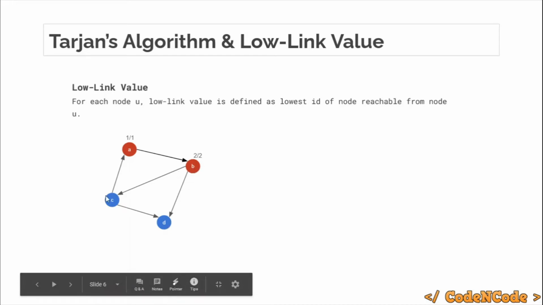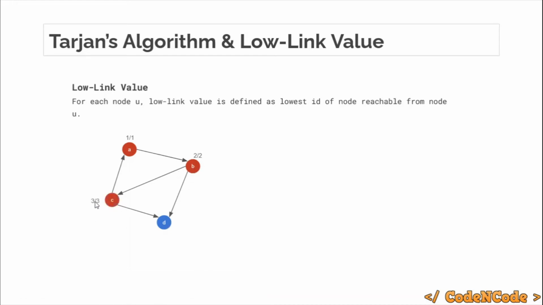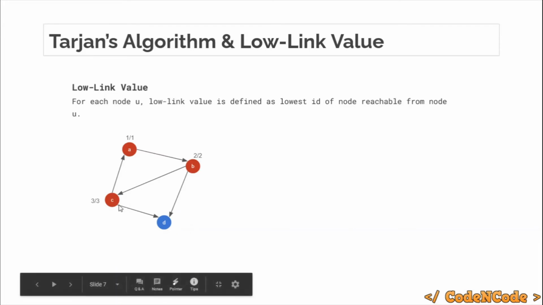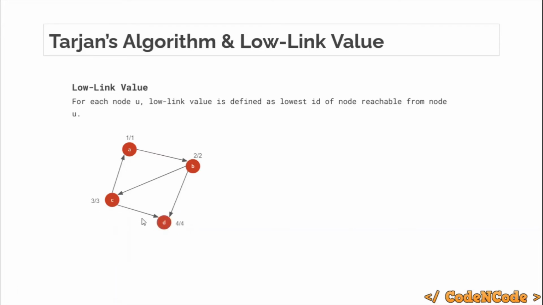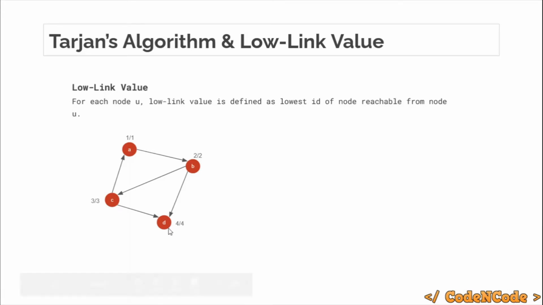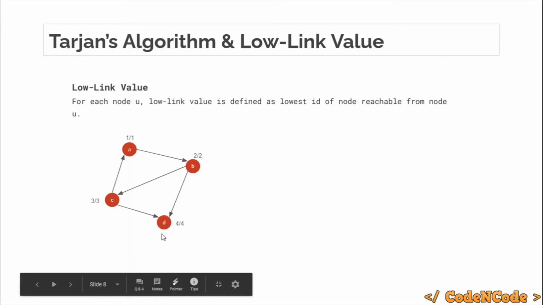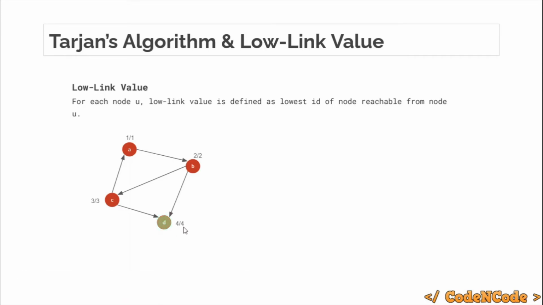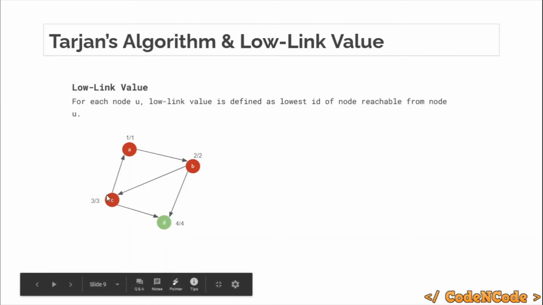Suppose from B we made a DFS call to node C, so its in time and arrival time are initialized with 3 and 3. Similarly from C there are two edges, to A or to D. Suppose we went to D; arrival time and low link value have been initialized to 4, 4. Now since from node D you cannot go anywhere, this is its final low link value. From here you return to node C, right?